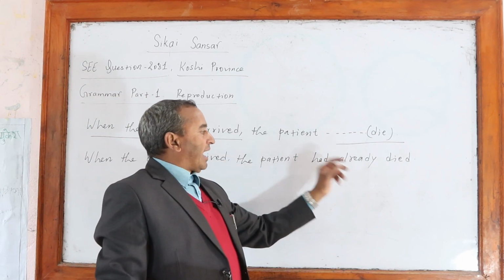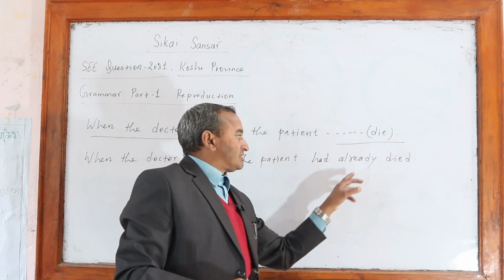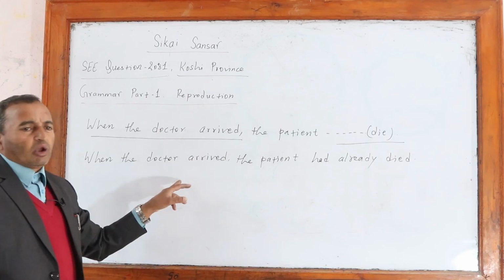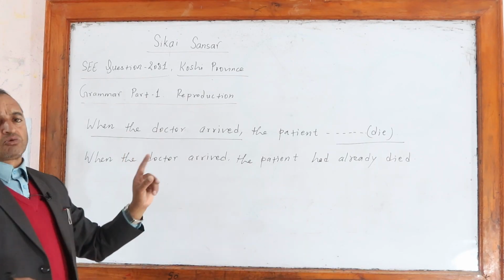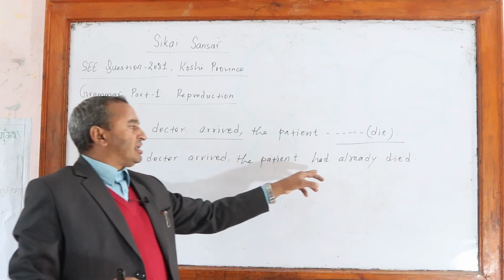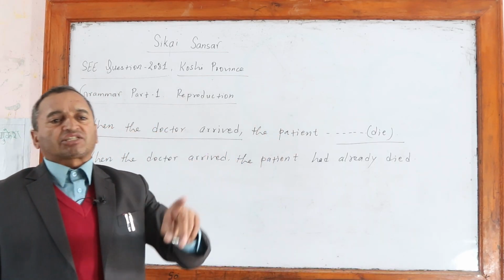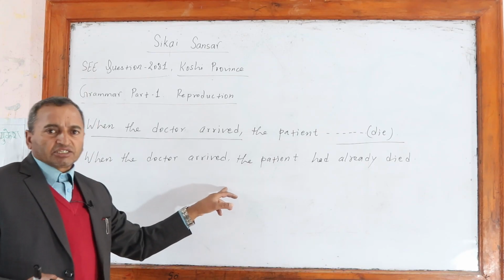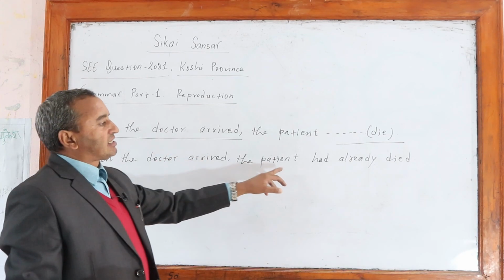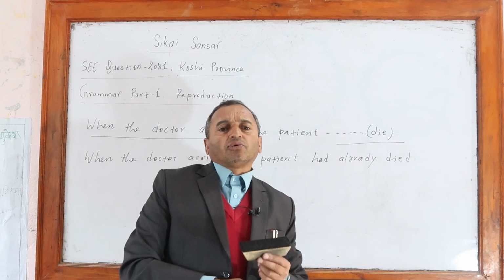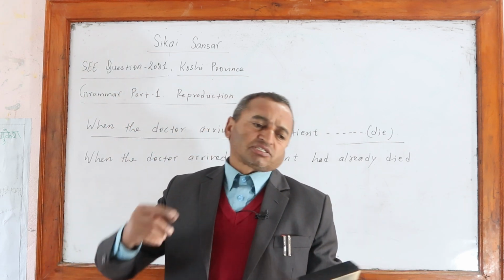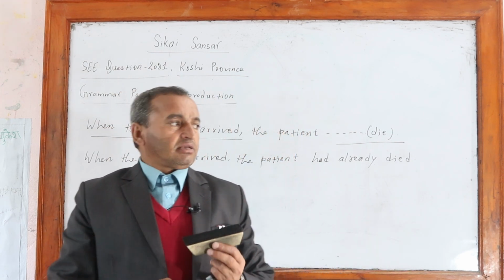So the dying, the activity of the patient dying, happened earlier than the doctor's arrival. So two actions happened together, but one happened a little earlier. The earlier happening is written in past perfect tense, and the next happening is written in simple past. Hence, when the doctor arrived, the patient had already died. So, dear students, such tense agreements are asked in SEE and SLC repeatedly.